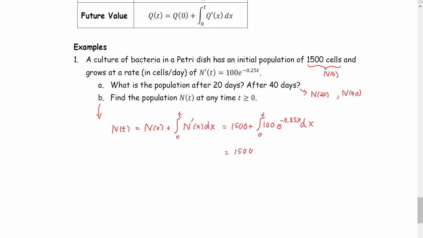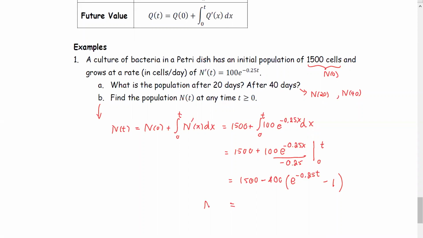That gives us 1,500 plus 100 times e to the negative 0.25x divided by negative 0.25, evaluated from 0 to t. The next step, replace the upper and lower limits t and 0. 100 divided by negative 0.25 gives us negative 400. Replace the t and replace 0. So e to the negative 0.25t minus e to the 0, which is 1.